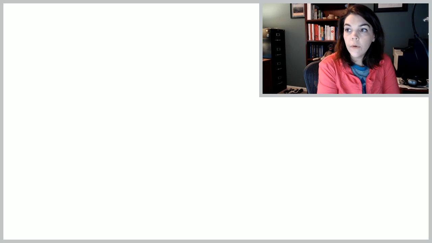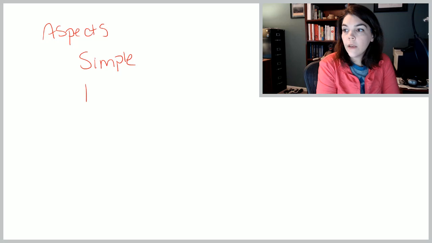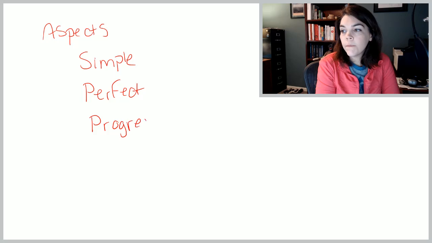So to review, we have our aspects: simple, perfect, progressive, and what's the last one? A combination of the last 2, perfect progressive.